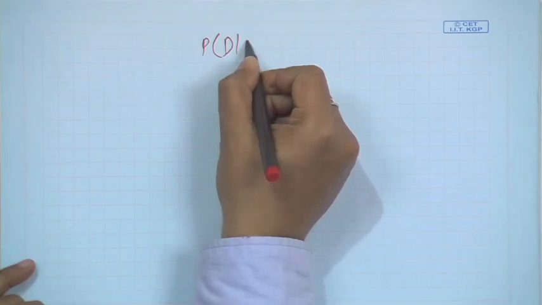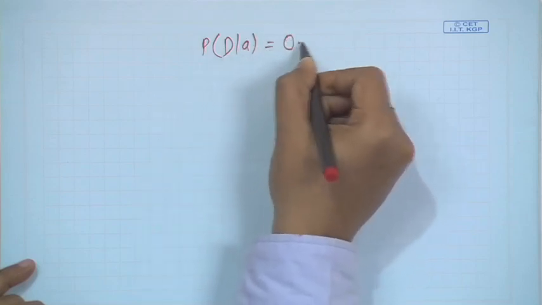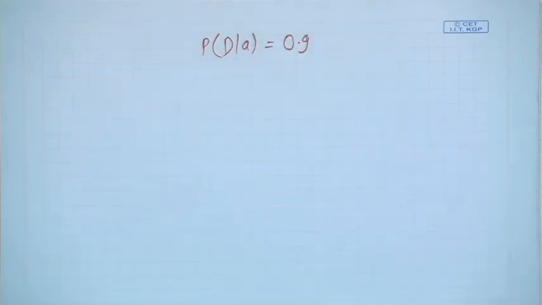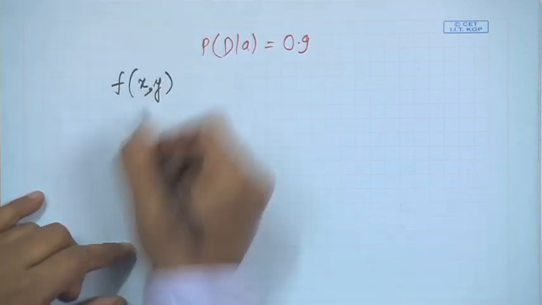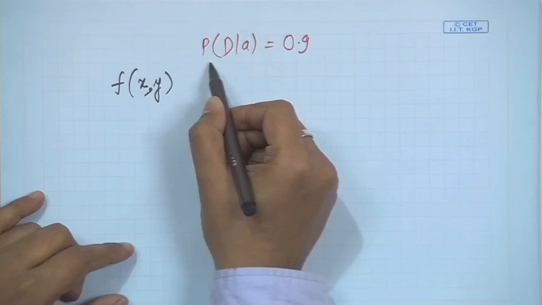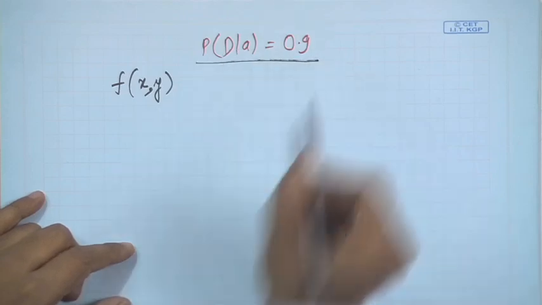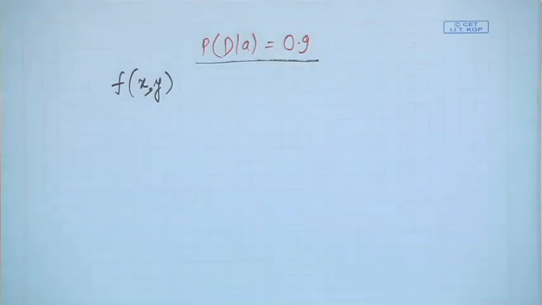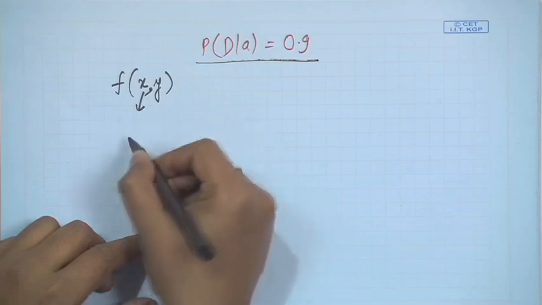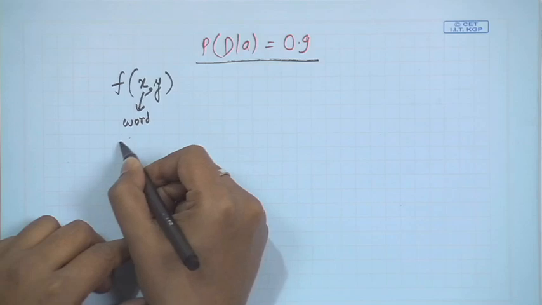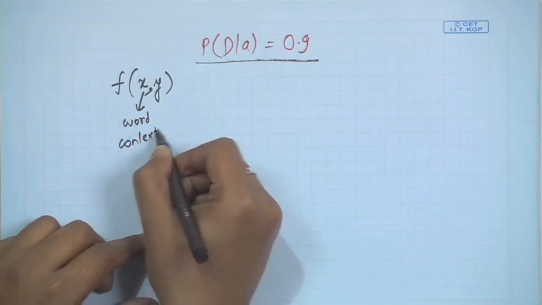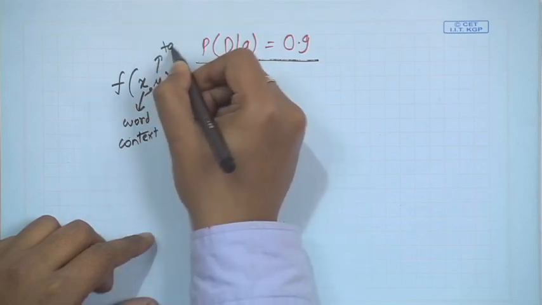Probability d given a is 0.9. Okay. So now I want to find out some feature f(x,y) such that it can try to match this particular constraint. So x is on my data, so this is on my word and the context, and y is the tag.